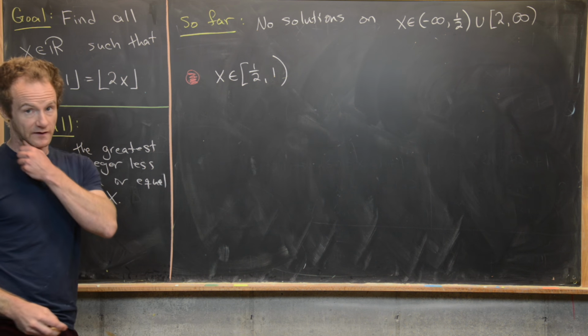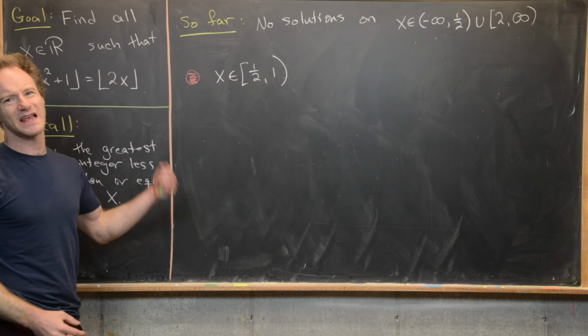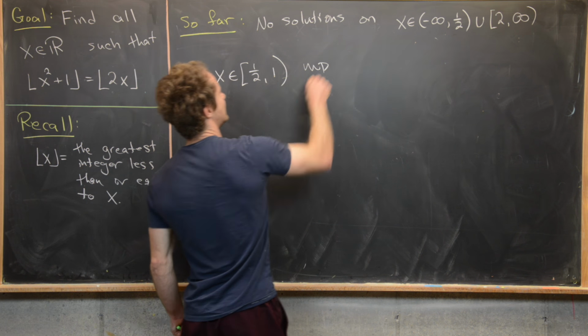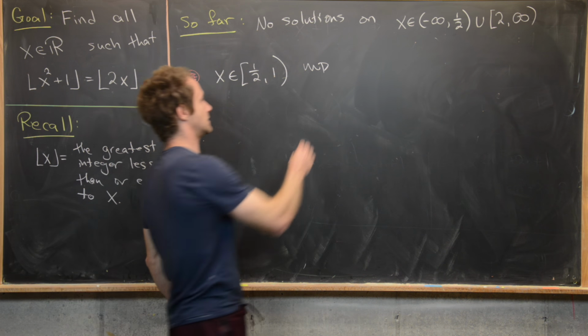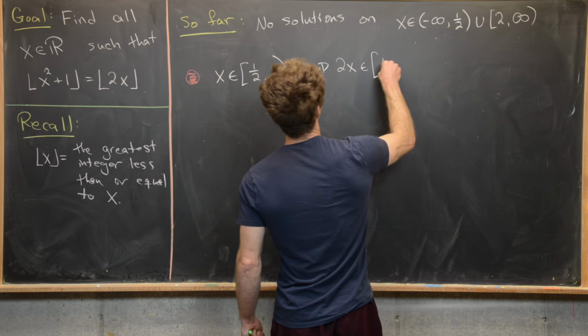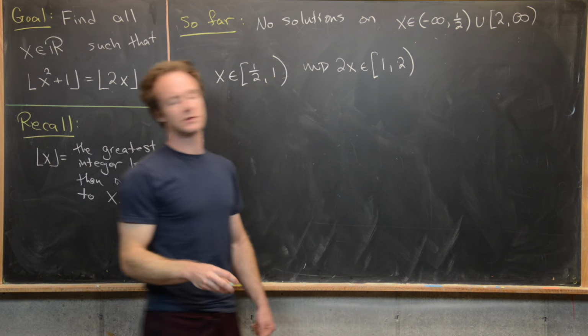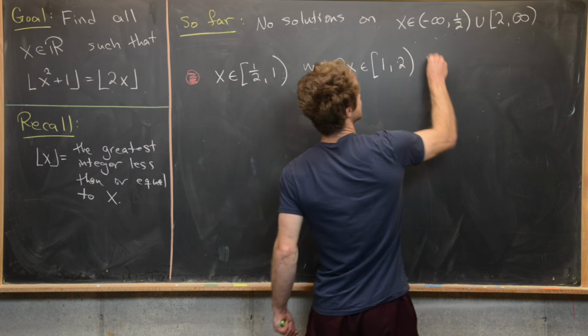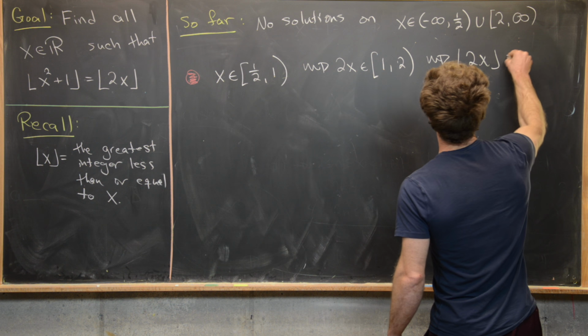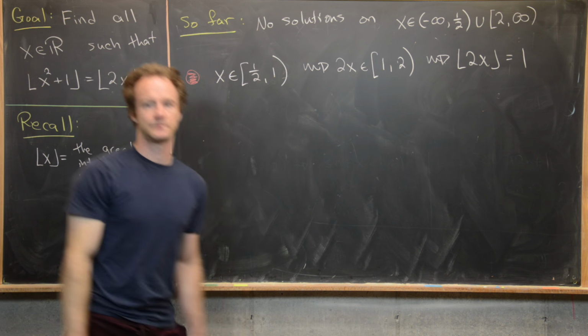So closed interval on the left, open interval on the right. And you might say, well, what's the point of this choice? Well, notice if x is on this closed interval, that means that 2x is on the interval 1 to 2, not including 2, which tells us that the floor of 2x is equal to 1.